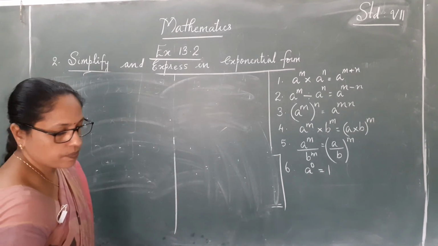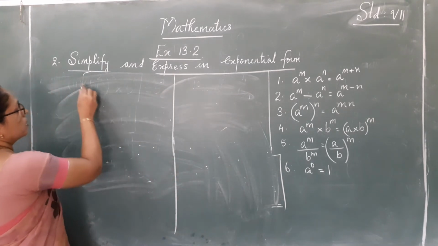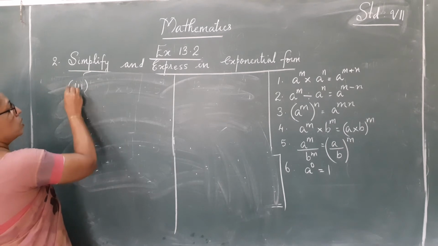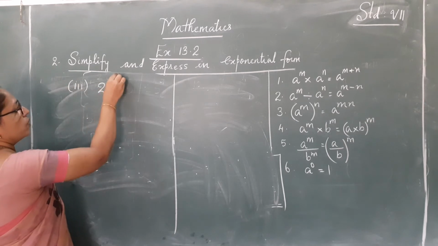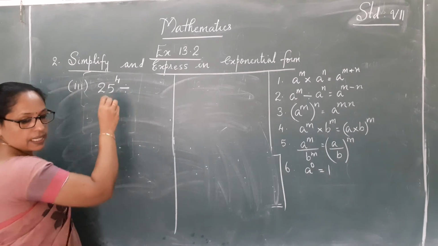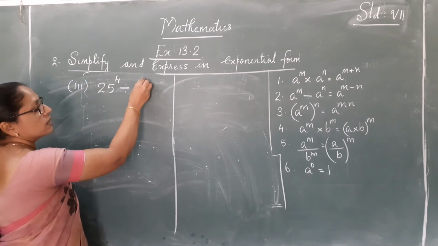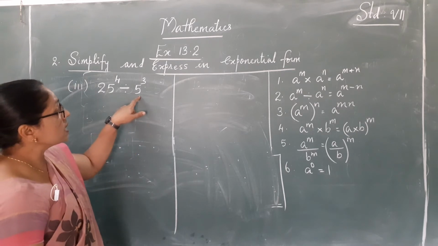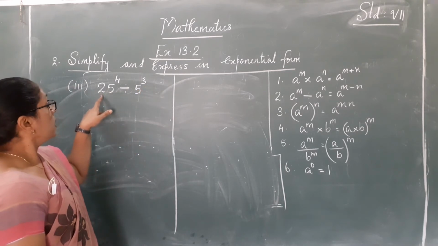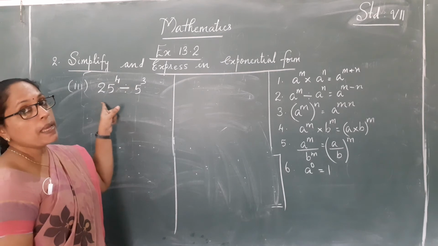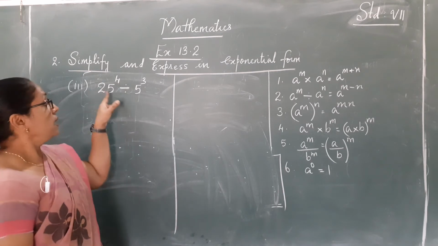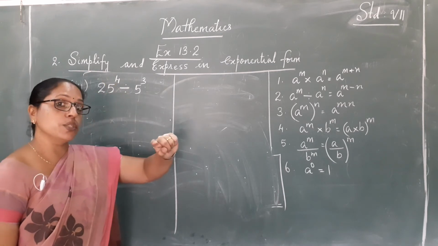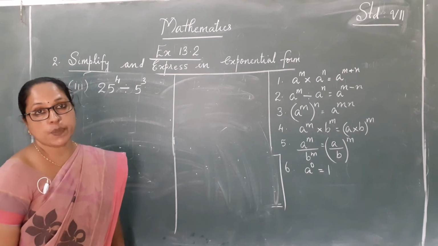Third question. Third part. 25 raised to 4 divided by 5 raised to 3. What we have to see is, here it is 5 raised to 3, here it is 25 raised to 4. Bases are not same. But 25 can be changed into 5's table, 5's power.